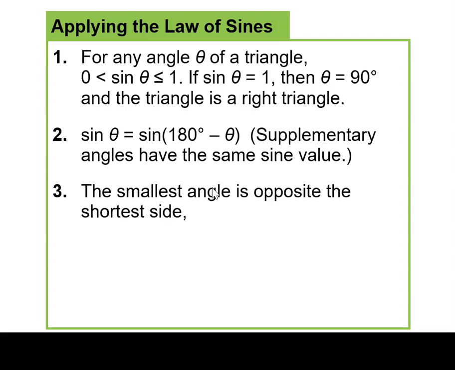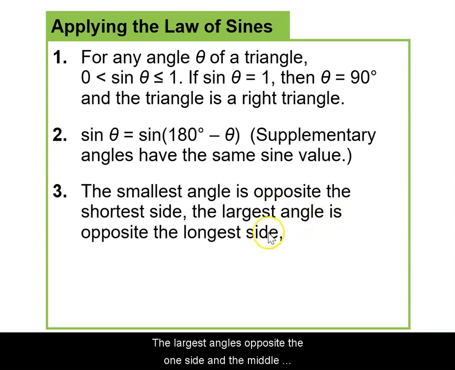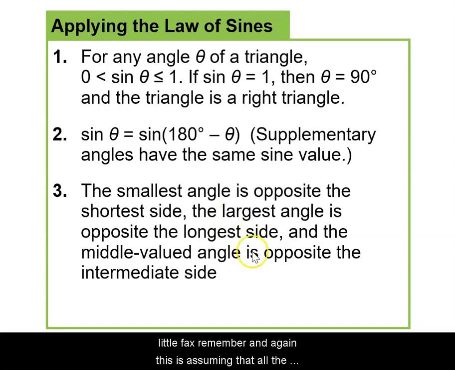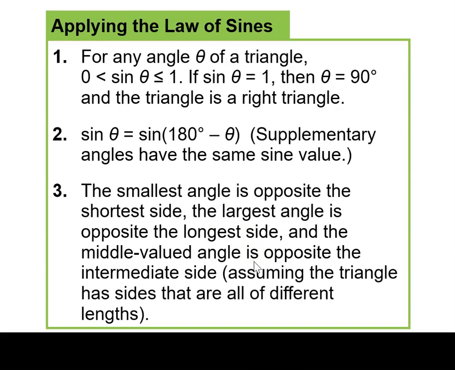reflectiveness, right? For a triangle, the smallest angle is opposite the shortest side, okay? The largest angle is opposite the longest side, and the middle valued angle is opposite the intermediate side. So that's a nice little fact to remember. And again, this is assuming that all the sides are not equal, okay?